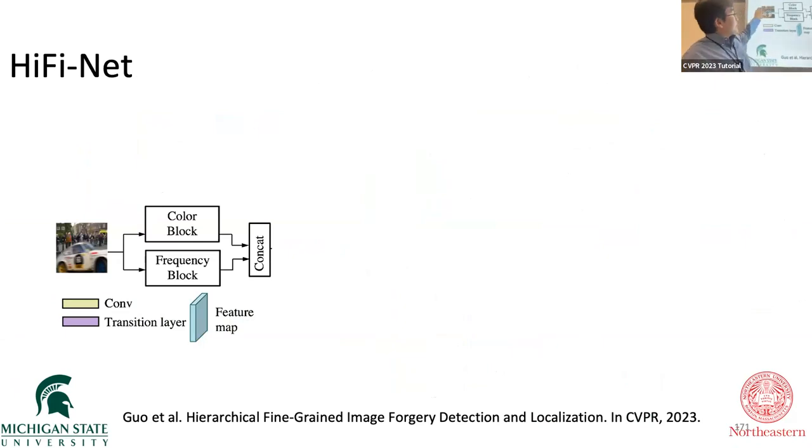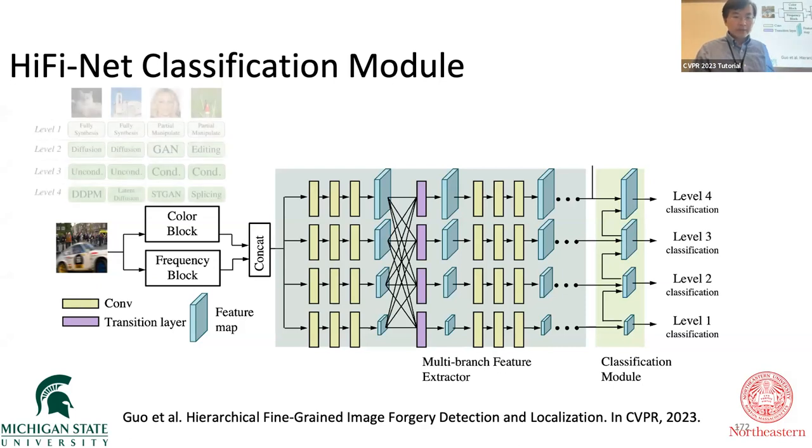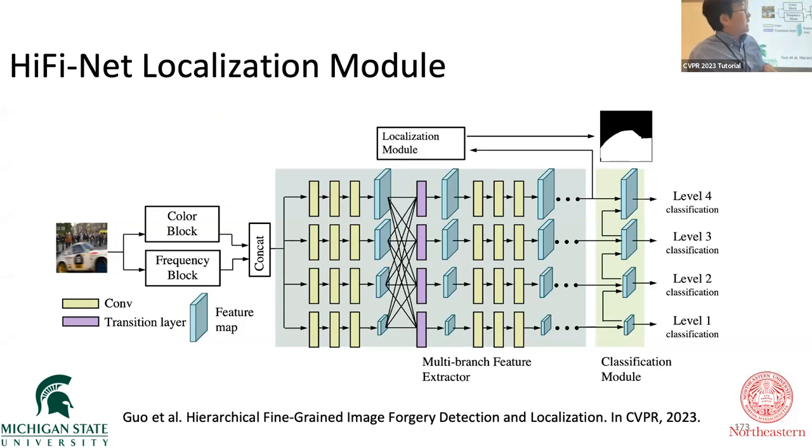Given an image, one block deals with RGB, and another block deals with the frequency component, okay? Then we concatenate the two blocks. This multi-branch feature extractor extracts the features for you to do classification at four different levels, level one to level four, okay? That's why we call this HiFi-Net, a hierarchical network. It is driven by the four-level design from the beginning. We also had some new elements in the algorithm in terms of how we deal with masks and how we do the localization, okay?